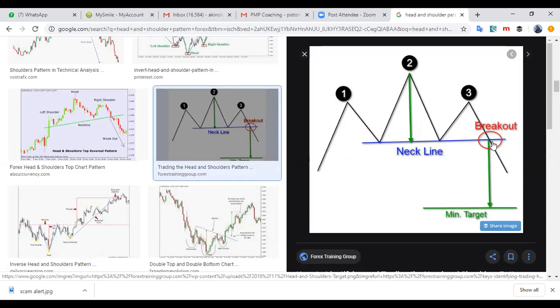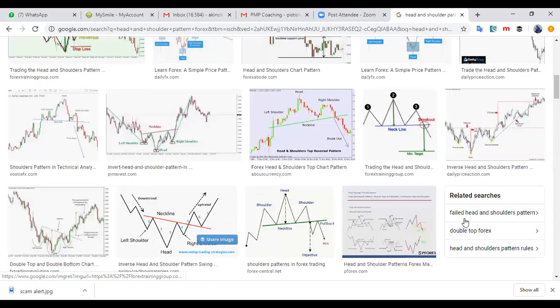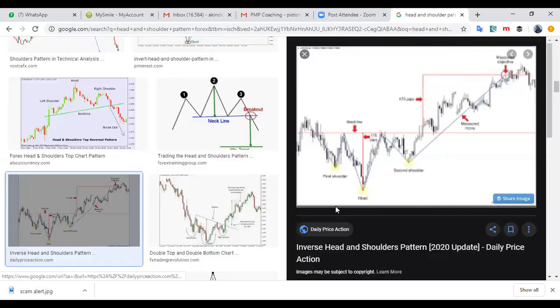Now we wait for what? A break. And then how do you know a break? Break and retest, and then you can sell. So that's what the rule says. That is what the rule says. So what are we saying here?